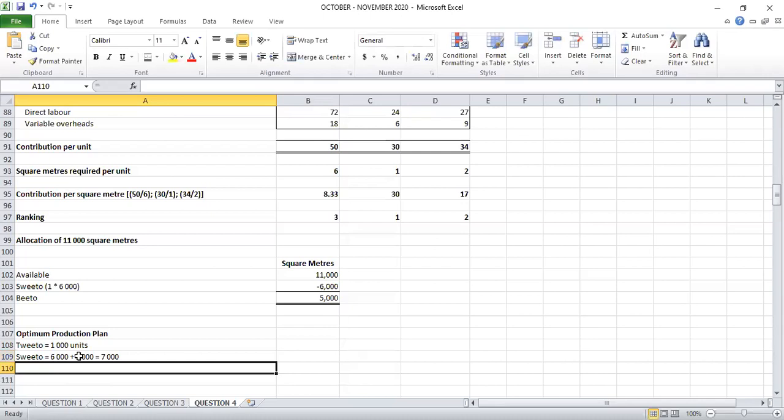Then Bito, we've got that 1,000, but on top of that 1,000, we've also allocated 5,000 square meters. And each unit of Bito requires 2 square meters. So to find the number of units, we can say 5,000 divided by 2. But let's not forget to add the other 1,000 on the special order. What do we get?